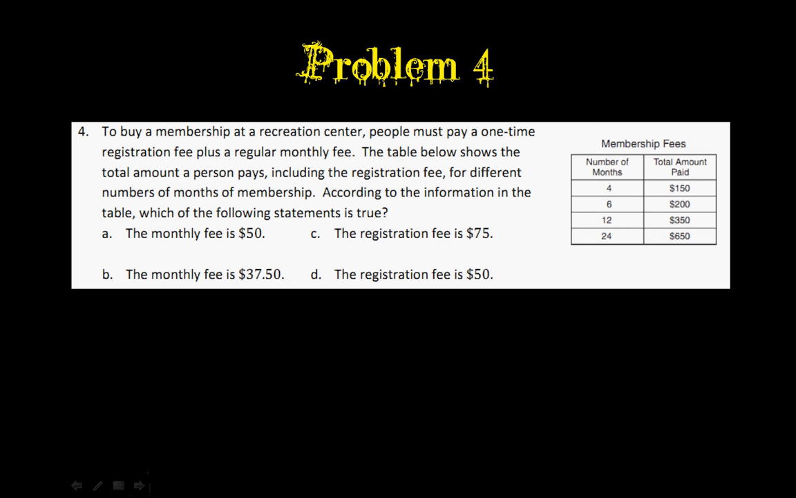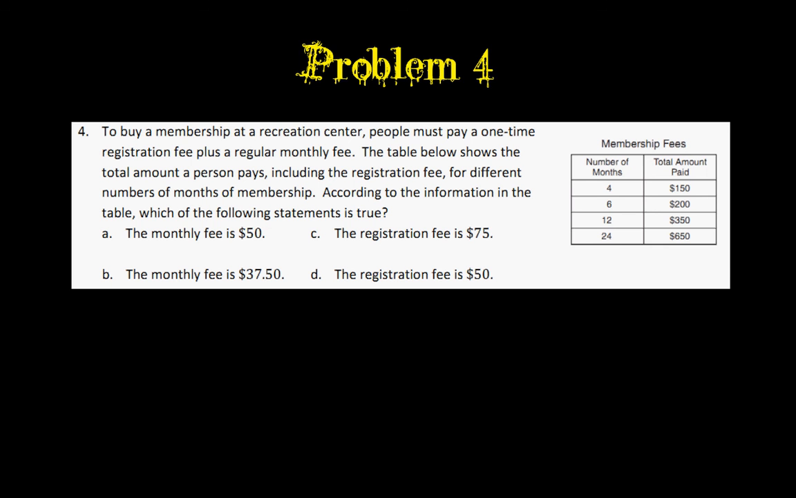For number 4, it says, to buy a membership at a recreation center, people must pay a one-time registration fee plus a regular monthly fee. The table below shows the total amount a person pays, including the registration fee, for different numbers of months of membership. According to the information in the table, which of the following statements is true?